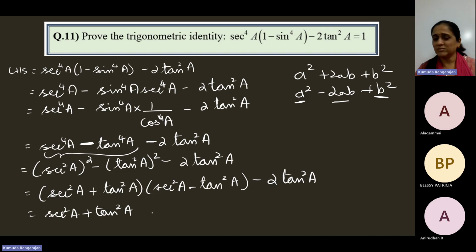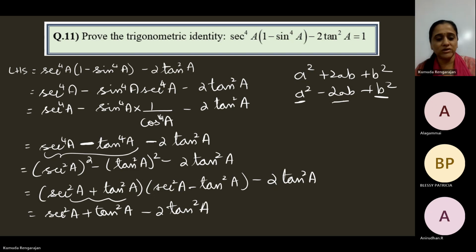This one is 1. So this into 1 only it is. You can just leave it, no? Because it's this one into 1. It's the same thing, secant square A plus tan square A. So just leave that and write minus 2 tan square A. Correct? Why we didn't write 1? If it was plus 1 or minus 1, we have to write. This is into 1. So when you multiply by 1, anyways, you're going to get the same thing, secant square A plus tan square A. So then minus 2 tan square A.